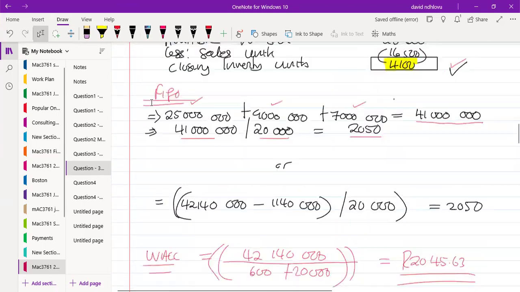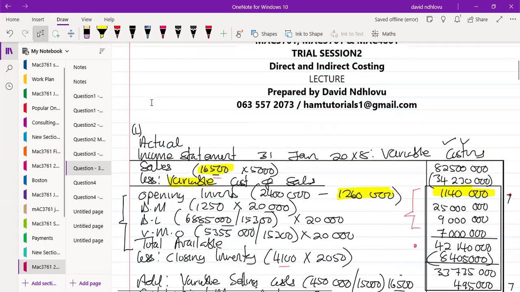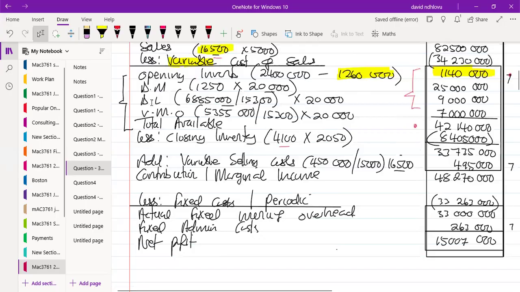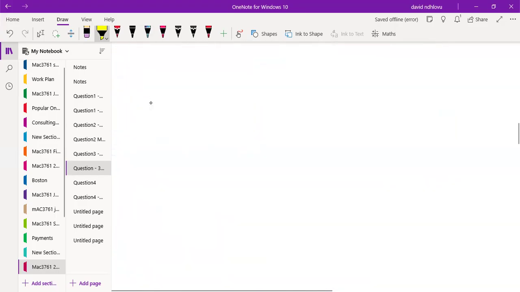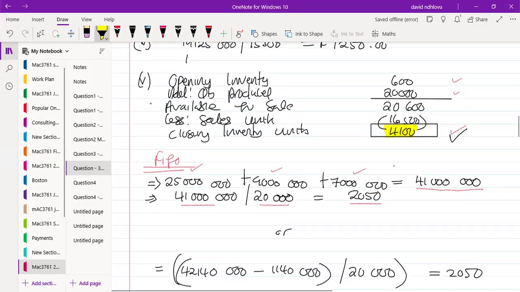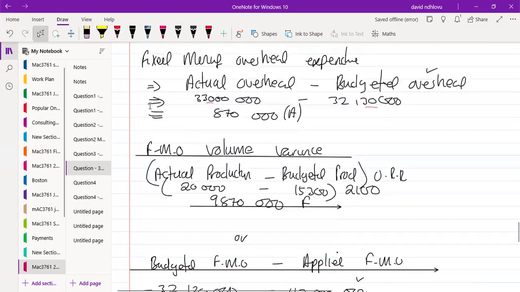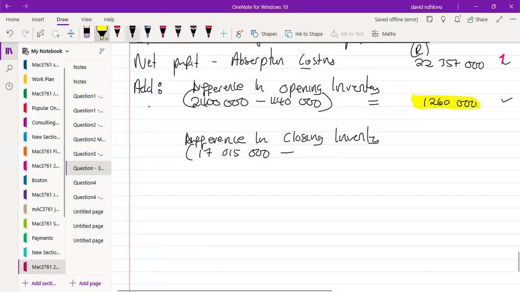Then we ask, what is the closing inventory based on variable costing? It will be less, 8,405, because we are not including the fixed overhead of absorption costing. So we say minus 8,405. How much are we going to have? It's 8,610, so we have 8,610,000.